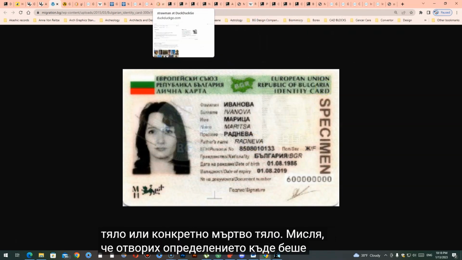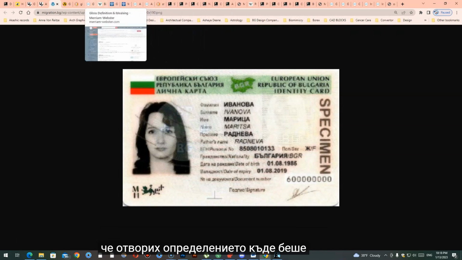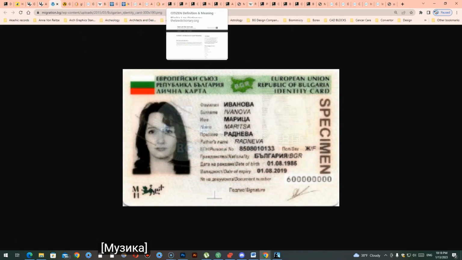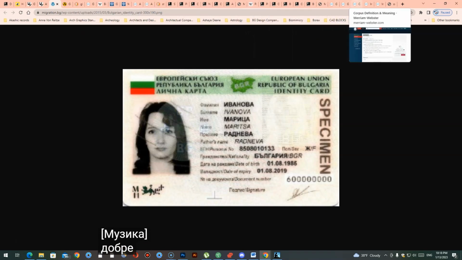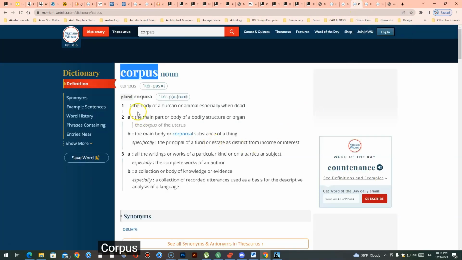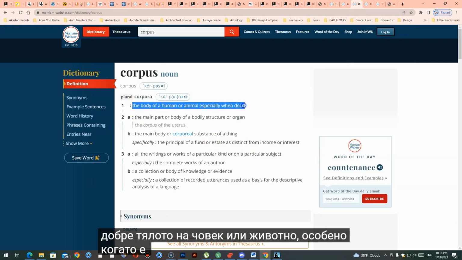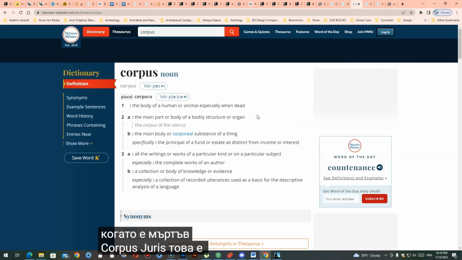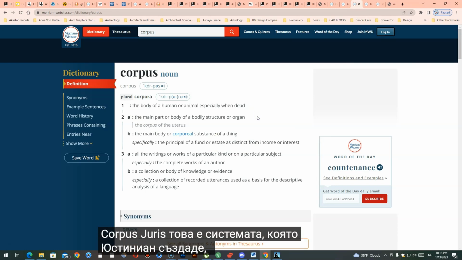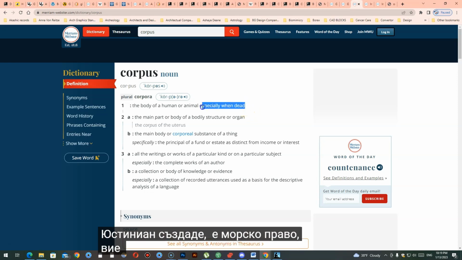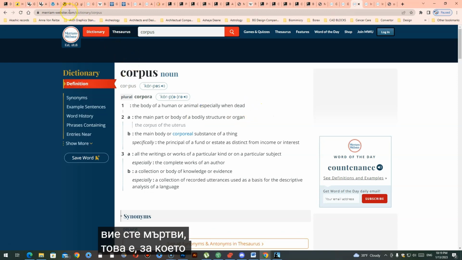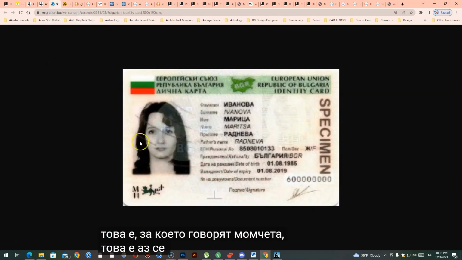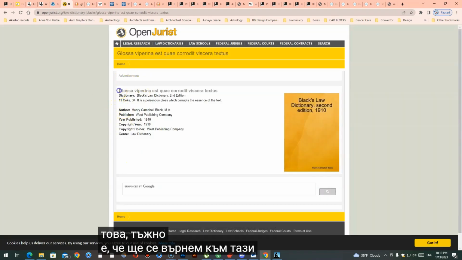Where was it? Administration. Okay. Corpus. Okay. The body of a human or animal, especially when dead. Corpus juris. That's the system that Justinian created. That is maritime law. You're dead. That's what they're talking about, guys. I'm laughing because it's comical that no one has figured this out. It's sad. We're gonna go back to this.